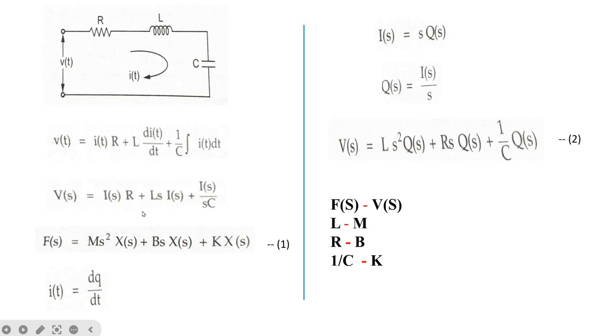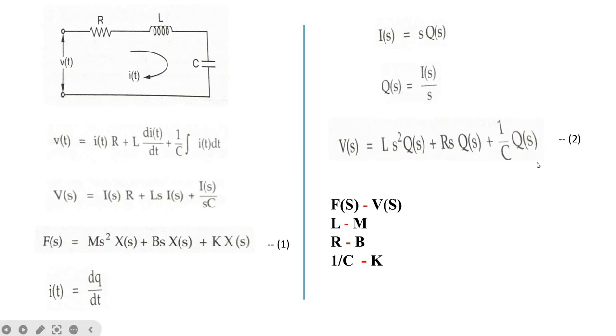Next we'll write for this equation, this term, that is I of s into r. So here r as it is, I of s will be s into q of s. Then next plus I of s will be replaced by s into q of s, where s in the numerator and s in the denominator gets cancelled, you get q of s by c. So it is 1 over c into q of s. Take this as equation number 2.